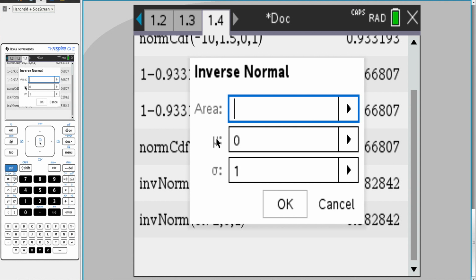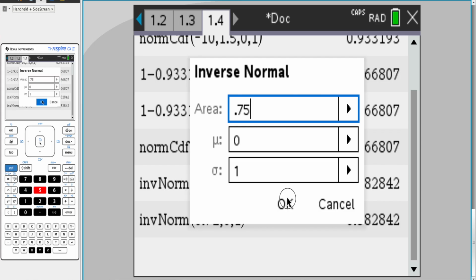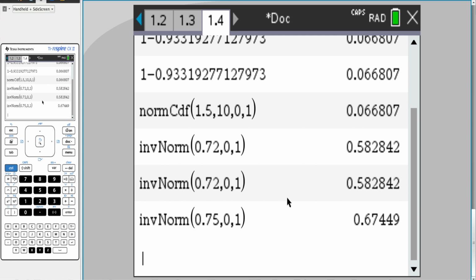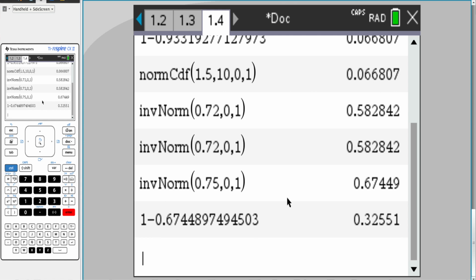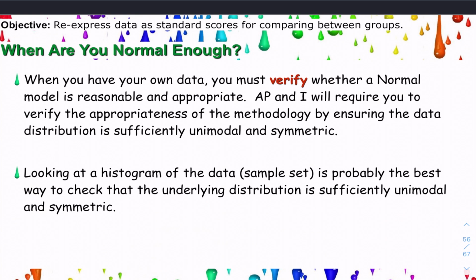Our cut line, if we drew this picture, we want to see what is above 75%. So if we go 0.75, 0, 1, great. And then I'm going to do 1 minus, and I'm just going to scroll up to that answer and hit enter, and then enter one more time. And we see that we get 0.3255. We already knew that 25% of the normal model was negative 0.67. The reverse of that is going to be 0.32.